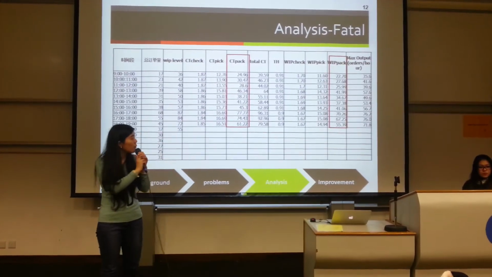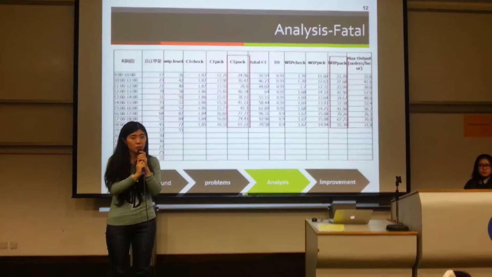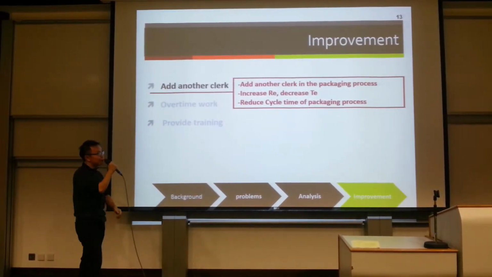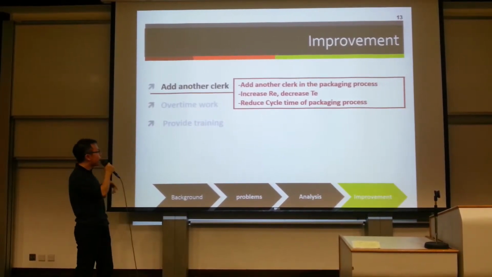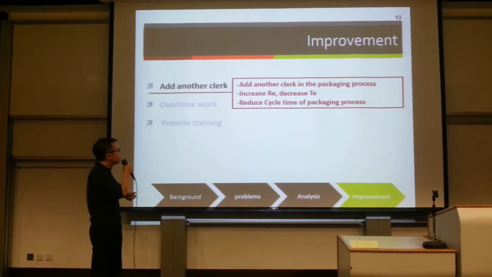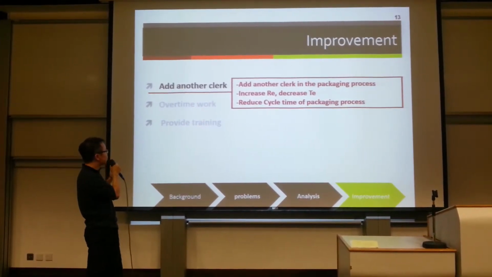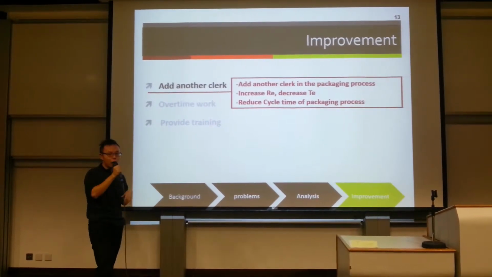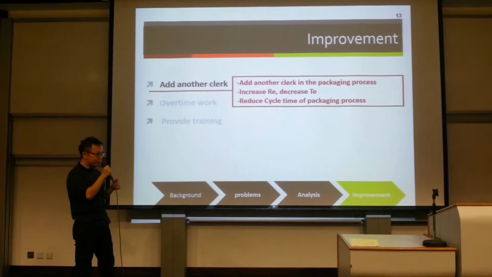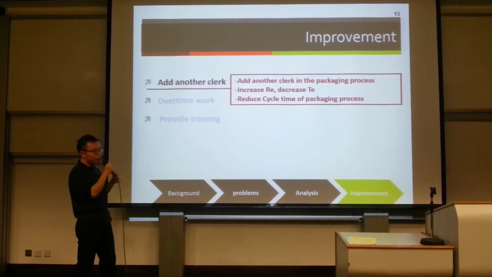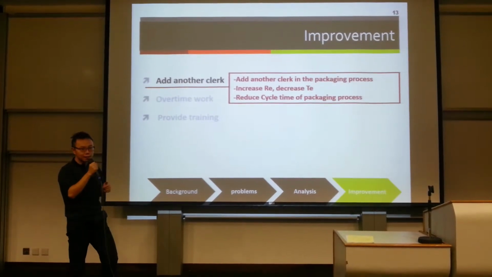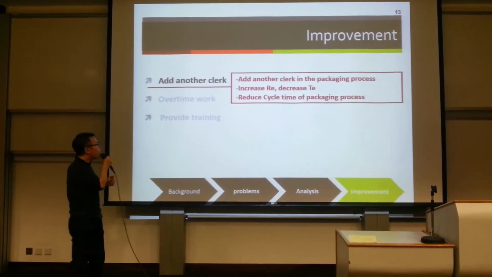Daniel will introduce some solutions. Thank you. Okay, next we move on to the improvement part. So basically we have 3 solutions to solve our problems. The first solution is to add workers to our process. In that way, we hope the cycle time will be reduced and we will increase the rate as well as the efficiency.